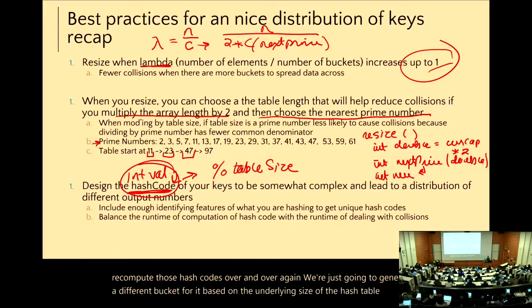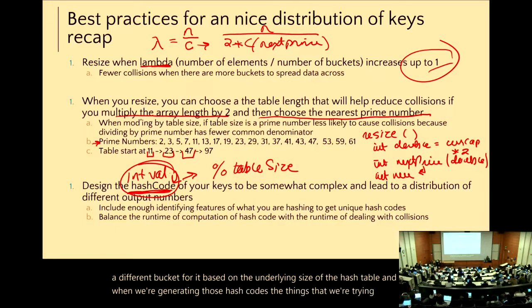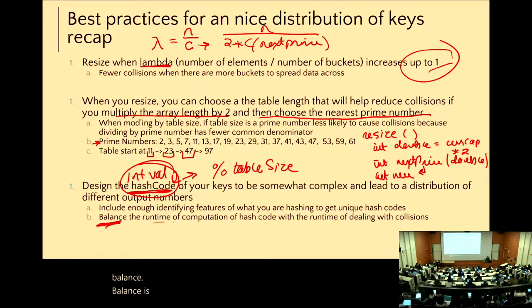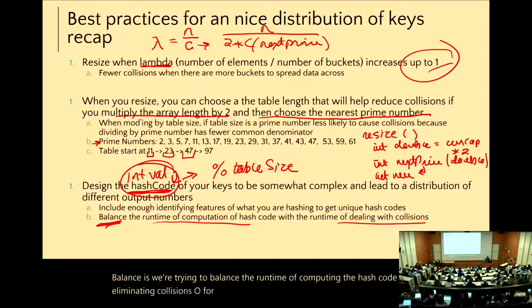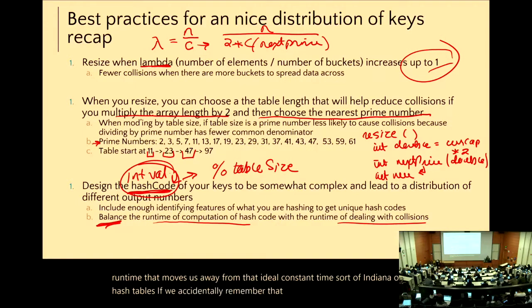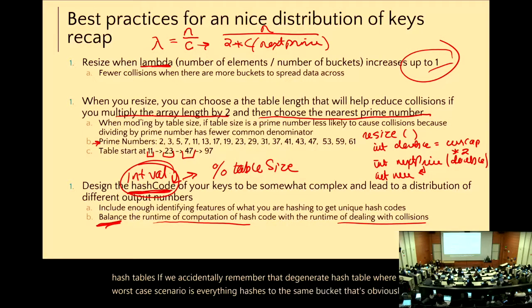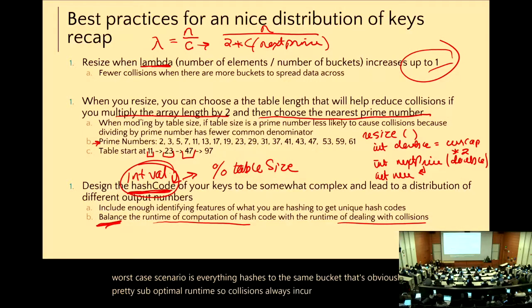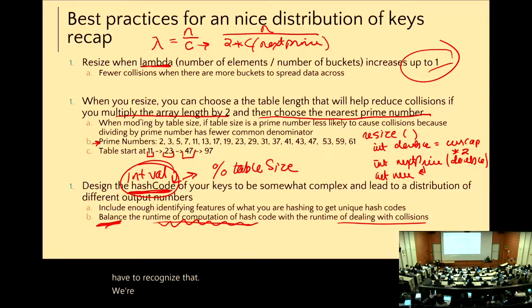When we're generating those hash codes, what we're trying to balance is the runtime of computing the hash code and eliminating collisions. For every collision, we incur a little bit of runtime that moves us away from the ideal constant time of hash tables. Remember that degenerate hash table where the worst case is everything hashes to the same bucket? That's obviously a suboptimal runtime. So collisions always incur some runtime, but we're also doing computation to get those hash code numbers, and we don't want to spend so much computation just getting the number that we lose all the goodness of reducing collisions. So we're always playing this balancing act between these two.